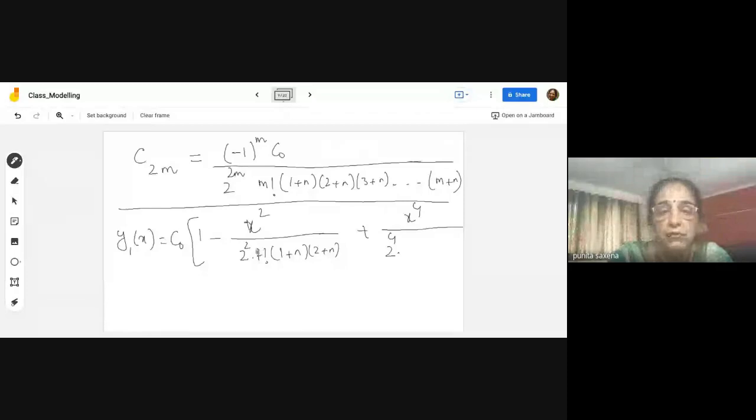Sorry, it should be 1 factorial. I'm sorry. Into 2 factorial into 1 plus n, 2 plus n, 3 plus n, and so on and so forth. You get your series, the first linearly independent solution. Okay.